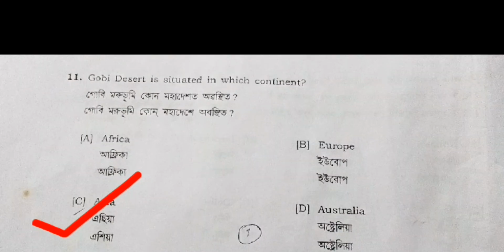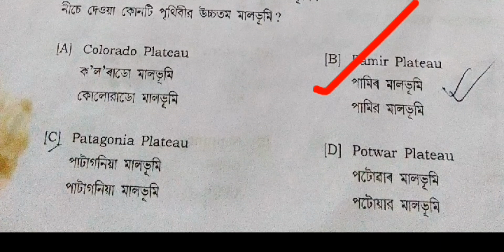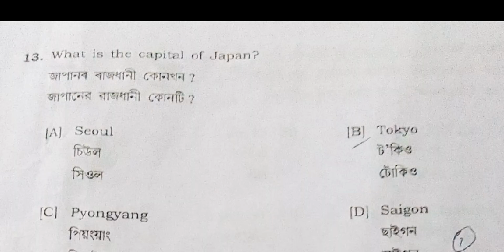Okay, the 12th question is, which among the following is the highest plateau in the world? A. Colorado Plateau, B. Pamir Plateau, C. Patagonia Plateau, or D. Potwar Plateau? The answer is B, Pamir Plateau. 13th question is, what is the capital of Japan? So this is quite easy. The answer is none other than Tokyo, B.